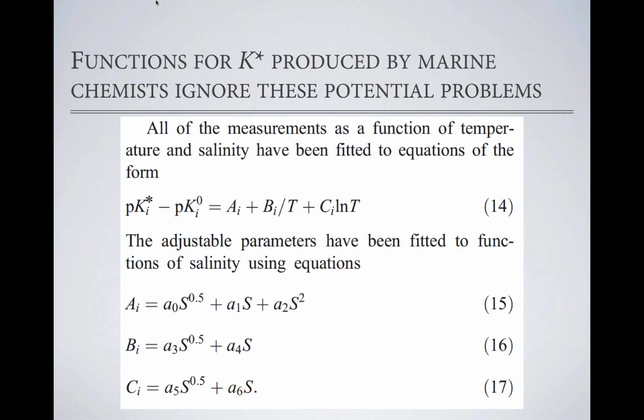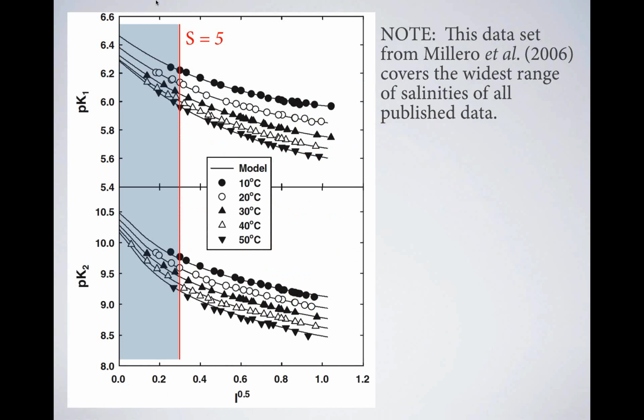Functions for K star produced by marine chemists ignore these problems. So you will see this, and I just copied this out of a paper, giving the form of equations, and essentially we're saying, as we did before, that the K star is a term in temperature and salinity, where the zero salinity term is that equation 14, with salinity equal to 0. The A's are also in fact functions of temperature. So here's a set of data like that.